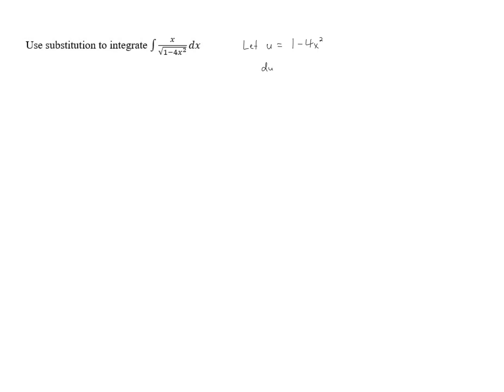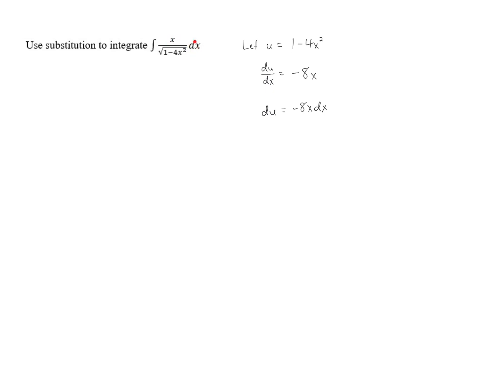Now we can differentiate this. The derivative of a constant is 0, and then we've got negative 4 times the derivative of x squared. The derivative of x squared is 2x, and when we multiply that by negative 4, that's going to give us negative 8x. And then if we move that dx to the other side, we get our differential du equals negative 8x dx.